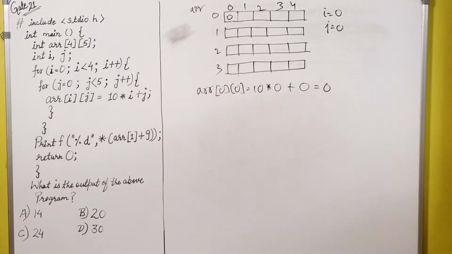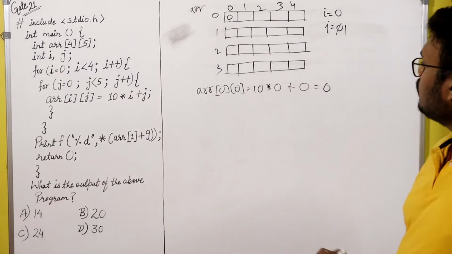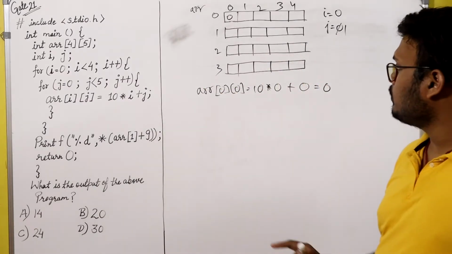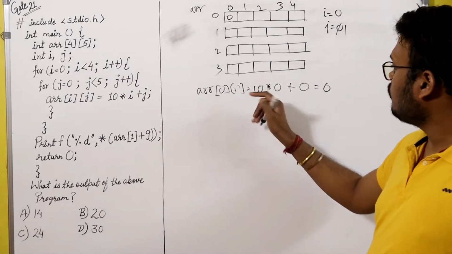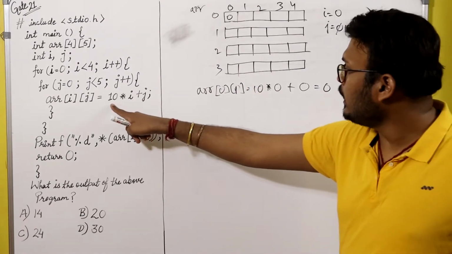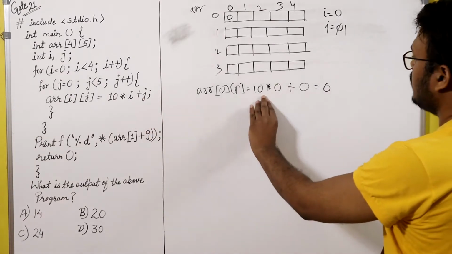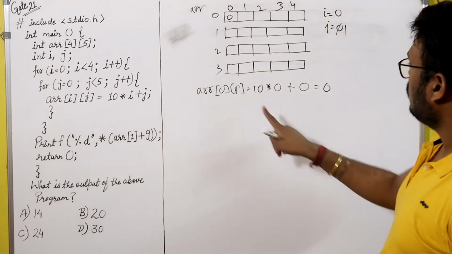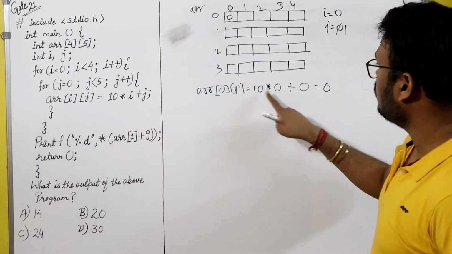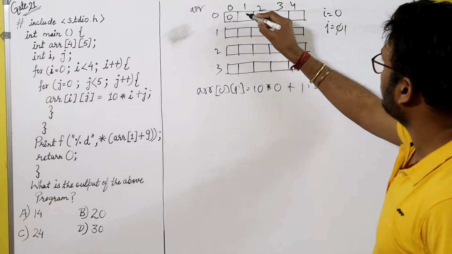Now the j value will be incremented from 0 to 1, while i remains 0. So now what is array of 0, 1? Don't change this, because 10 is getting multiplied with i and i is 0, so nothing changes here. Array of 0, 1 is 10 into i plus j. Now j is 1, so 10 into 0 plus 1 is 1.